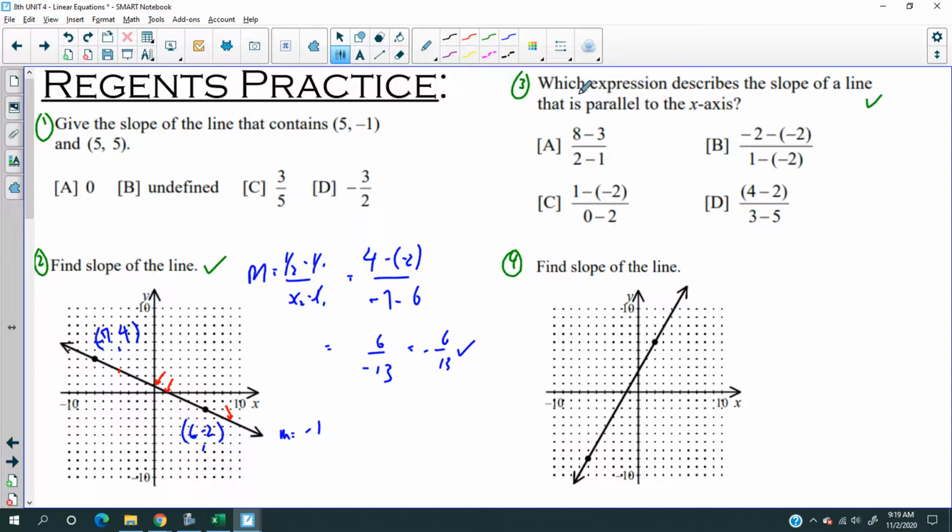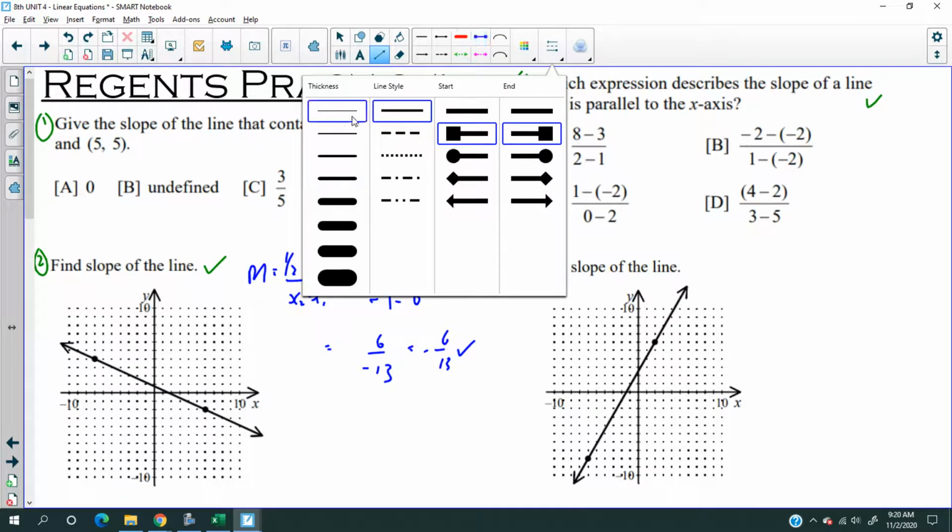So let's see this one. Which expression describes the slope of a line that is parallel to the x-axis? Fantastic question. So let me erase this to use this. I just need the graph paper. So let me draw a line. That's what I do. Yeah, let's use this. All right, so what's the question again?